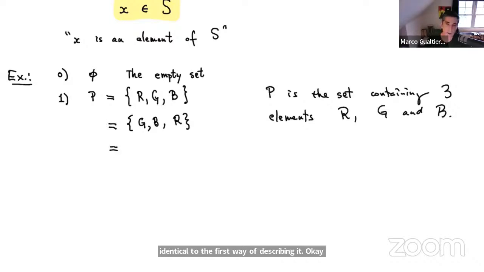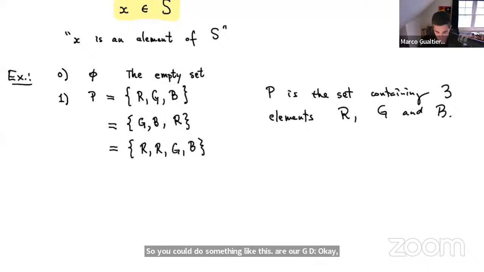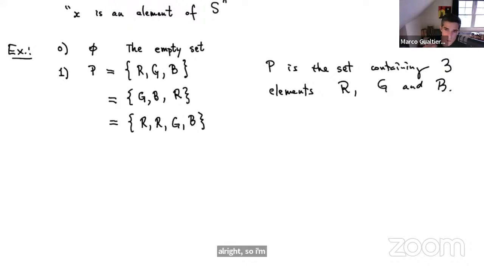And the other thing about it is that when listing the elements of a set, it might be that in your list you happen to give a repetition. So you could do something like this: R, R, G, B. The fact that the element R occurs more than once in your list is also irrelevant. The question is simply, what are the elements? The only elements are R, G, and B. I'm just showing you by example how this notation for constructing a set works, where you just list out all the elements of the set.